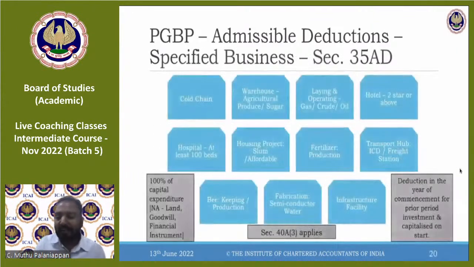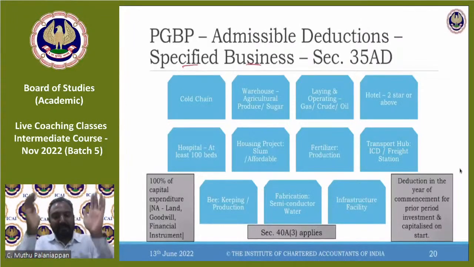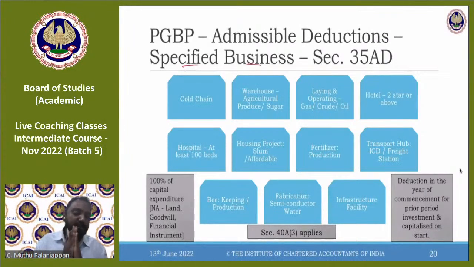Okay, so we'll move on to the next section, 35AD. 35AD is also on admissible deductions. It is specifically called specified business. It is actually called investment-linked tax incentive. So these are the list of businesses for which it is eligible.